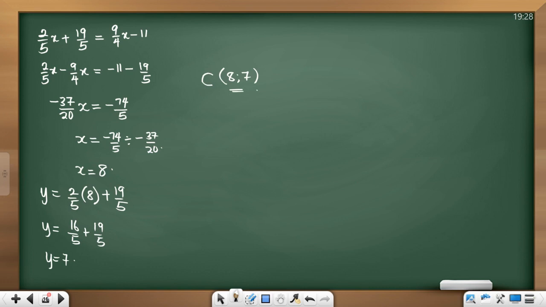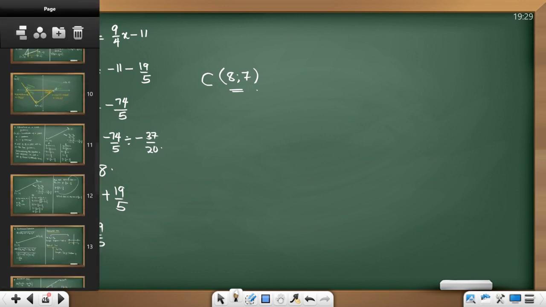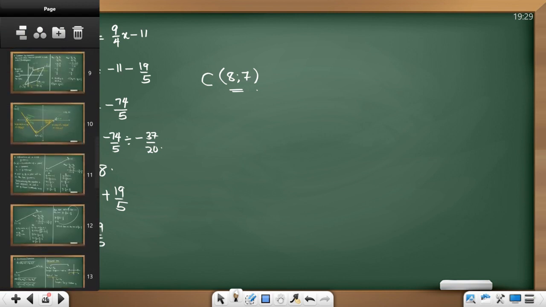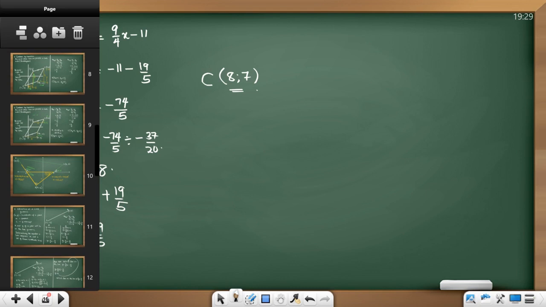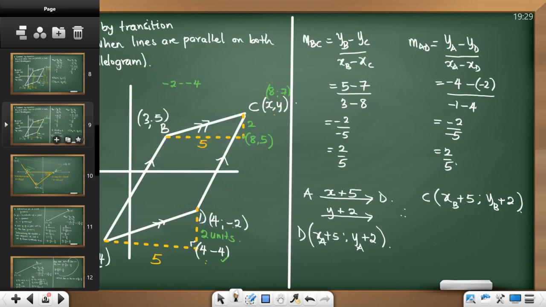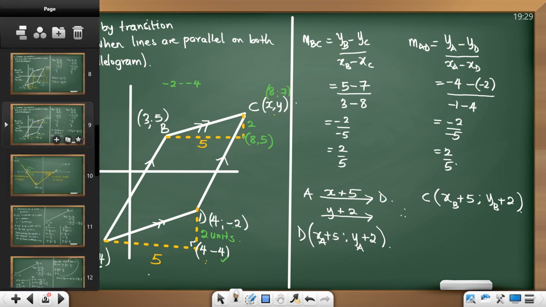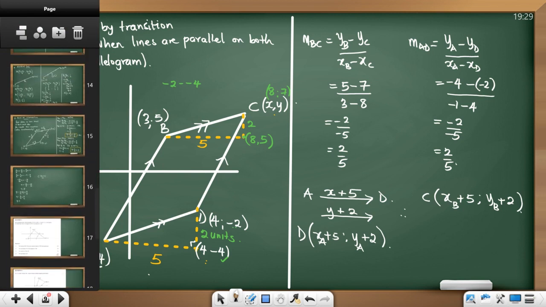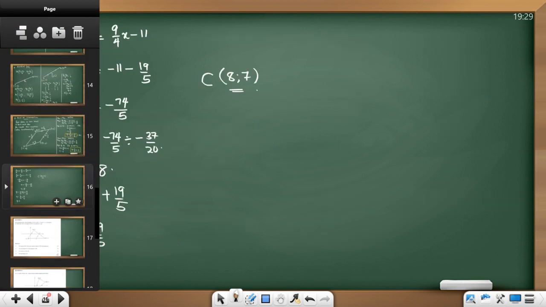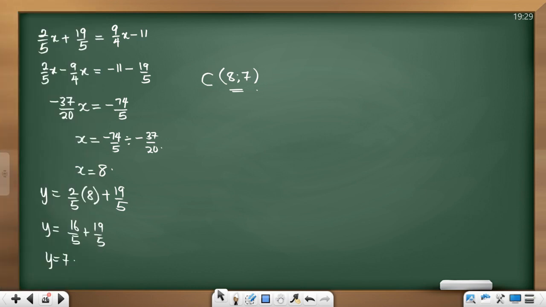And this we could have gotten with our transition. If you remember transition, let me take you back. It's 8 and 7. We could have gotten that by transition, gradient by transition. But I did that to show us how to walk through point of intersection. You find the two lines that intersect, get their equations, and you are done.